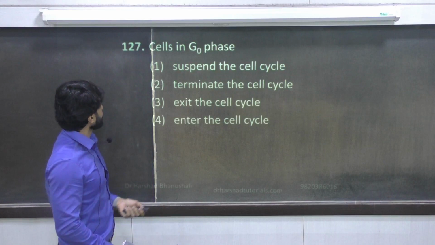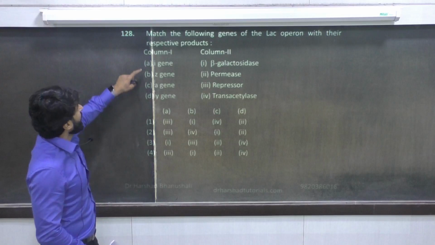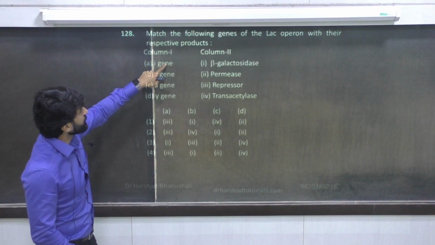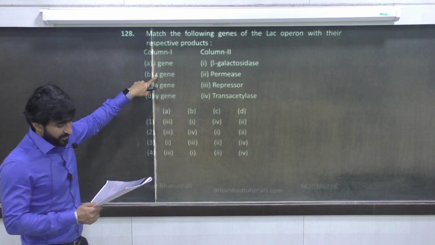Okay, we've got the match. This is a question of the Lac operon model. In the Lac operon model, you had the various genes which were there. You have the i gene. Now, the i gene is the repressor gene. So you've got A with 3. Then you had 3 genes in order. There was Z, Y, A. You have Z, Y, A. The Z gene here is for beta-galactosidase.